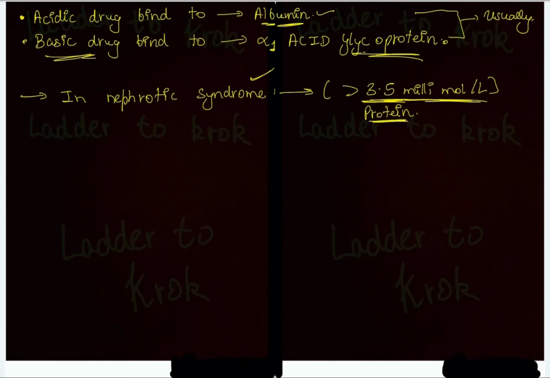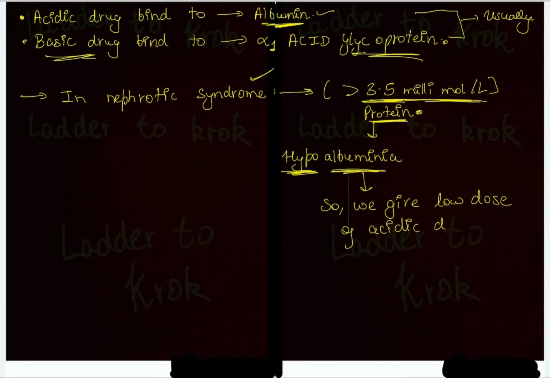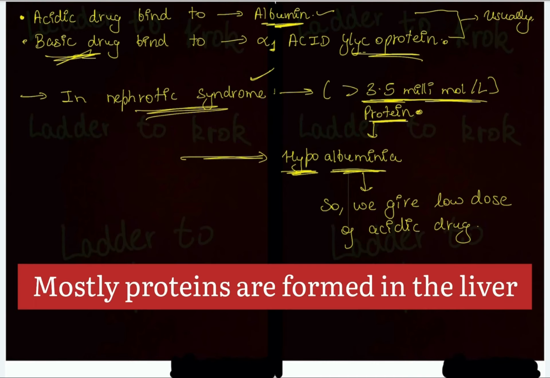Okay, so in this case, the proteins decrease in your body. When the proteins decrease in your body, we call it hypoalbuminemia. Hypo means less, albumin means albumin. So in these cases, we give a low dose of acidic drug. I hope you get the practical importance of acidic and basic drugs. Like in nephrotic syndrome or in liver disorders. In liver disorders we also get this hypoalbuminemia.